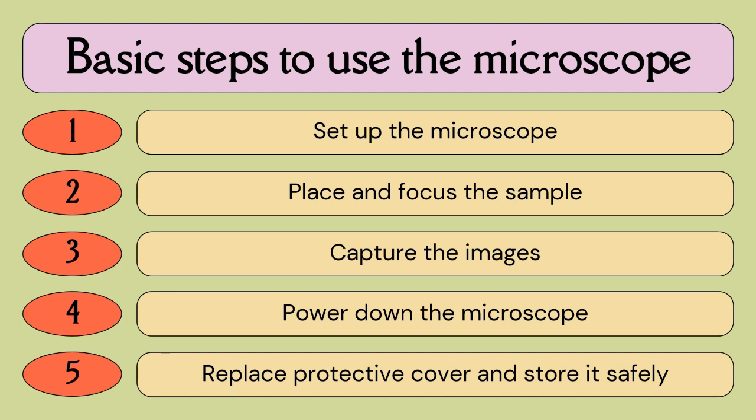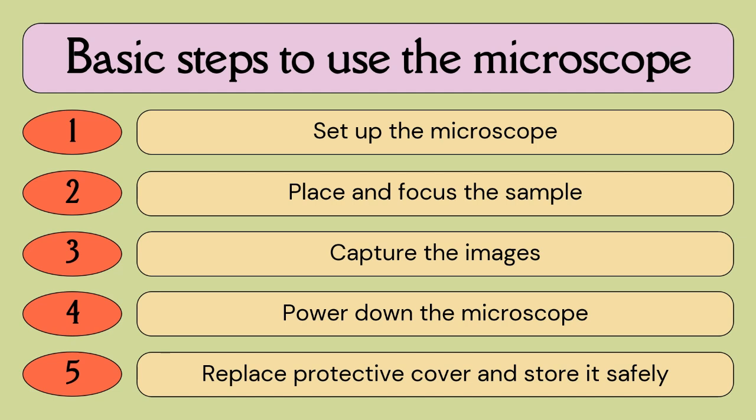Step 2. Place and focus the sample. Place the slide, the piece of glass containing the sample, onto the stage and secure it with the clips. Using the knobs on the side of the microscope as you peer through your eyepiece, you can focus the sample in your field of vision. Step 3. Capture the images. A camera can be attached to the eyepiece to take a picture of the sample and upload it to a computer or device for viewing.